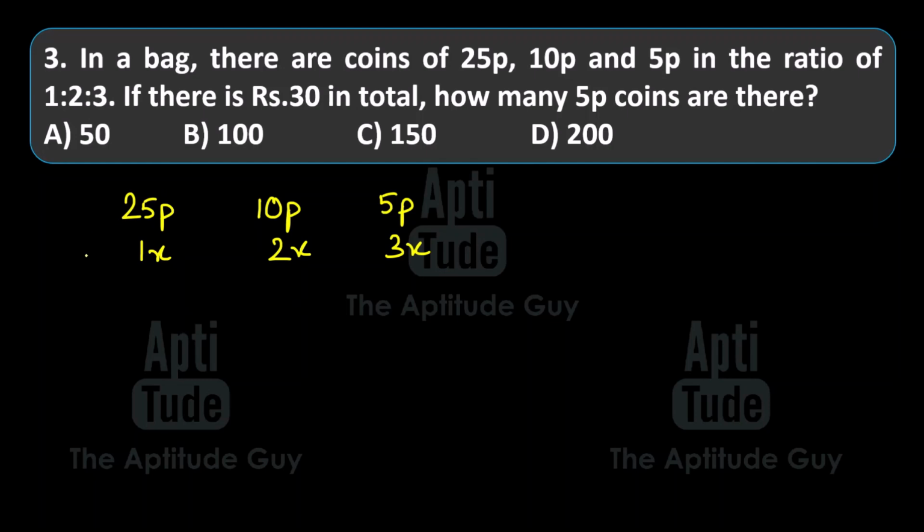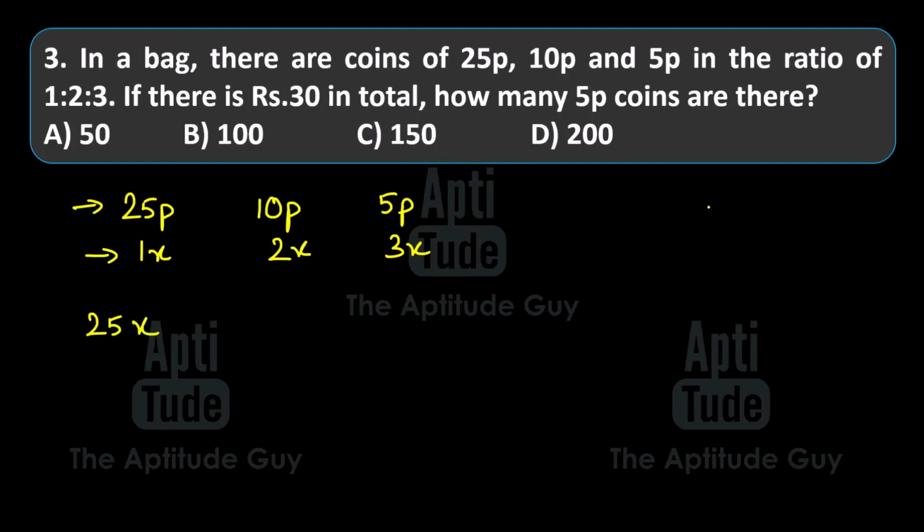Now we have x number of 25 paise coins. So what is the total amount of money we get from 25 paise coins? Each coin is worth 25 paise, and how many such coins are there? x. So of course the total amount of money we have from 25 paise coins is 25x.